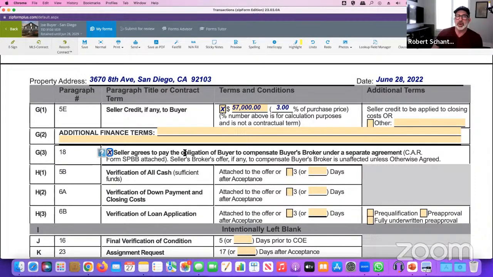Okay, let's dumb this down. Mark, this is the purchase agreement I have up here. When would an agent check this box 3G3 in the purchase agreement? Right.